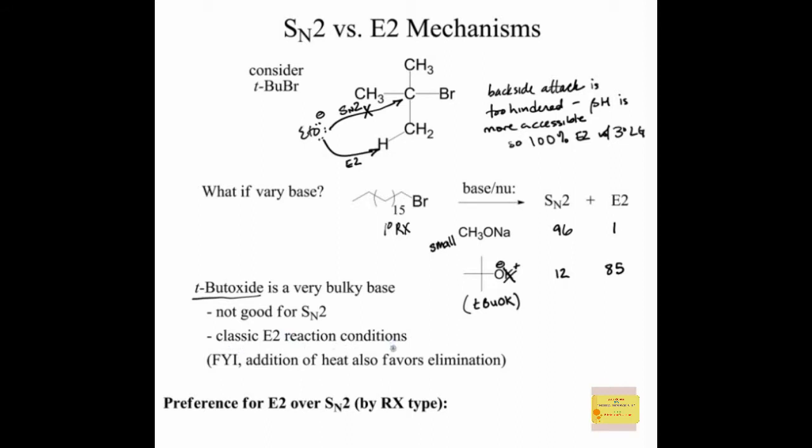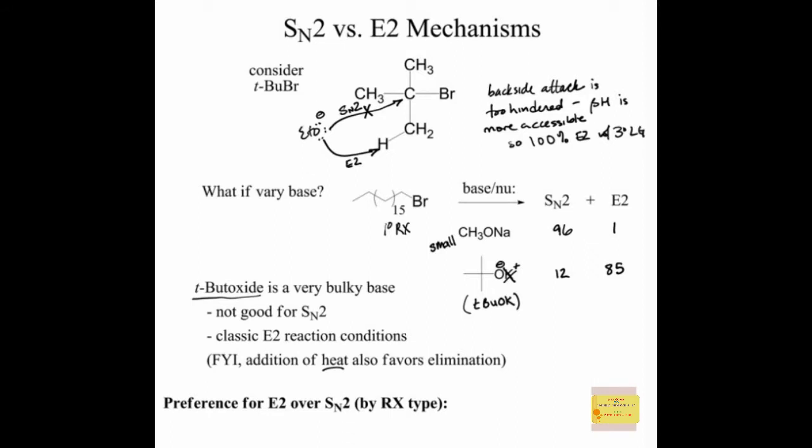And so really these are classic E2 reaction conditions. If you really want to favor an E2 elimination, then t-butoxide is a great base to choose. By the way, addition of heat also favors elimination, so we should get used to seeing heat as part of the reaction conditions. That's because we're breaking the molecule up into different pieces, so that's going to favor the entropy of the reaction. So elimination reactions are also usually done in the presence of heat.